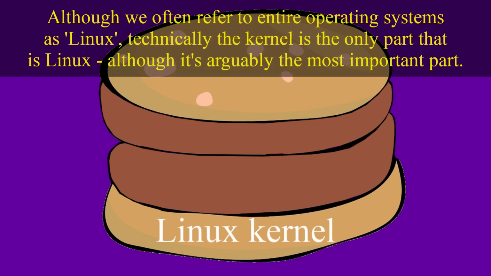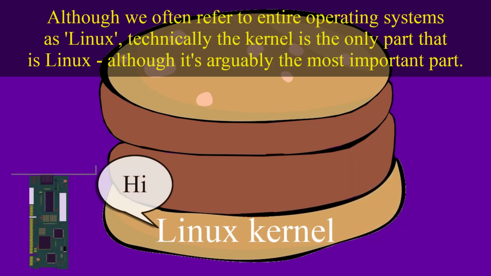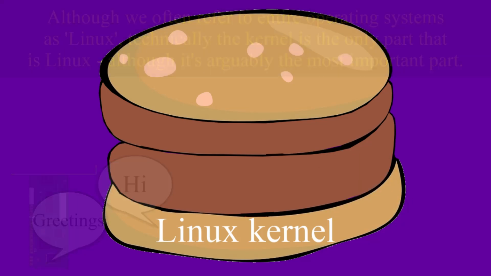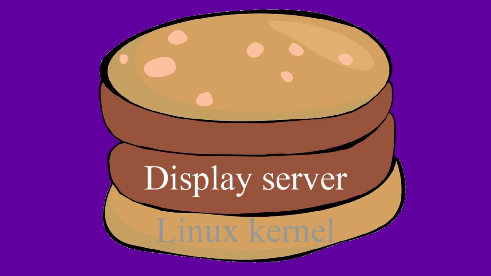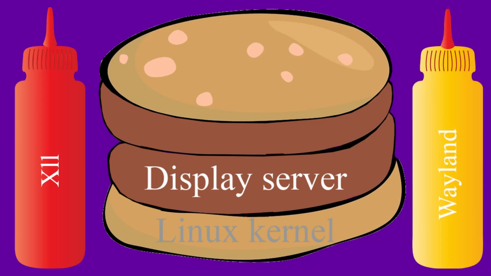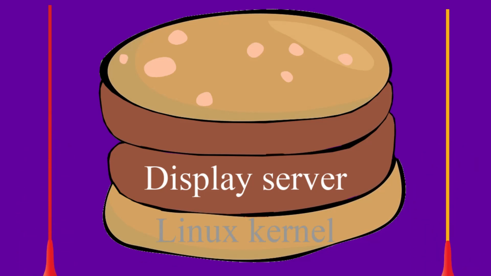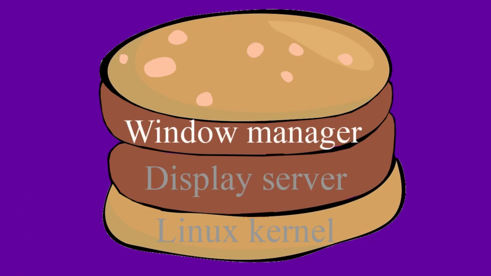This is the part of the operating system that communicates directly with the hardware. Without it, nothing else would be possible. Above this we have the first burger, or display server. While traditionally this would have been the X Window system, or X11 as it's more commonly known, this is increasingly being replaced by the more modern Wayland. Whichever system is employed, this is the part that makes it possible for graphical elements to be drawn on the display. The second burger is the window manager.